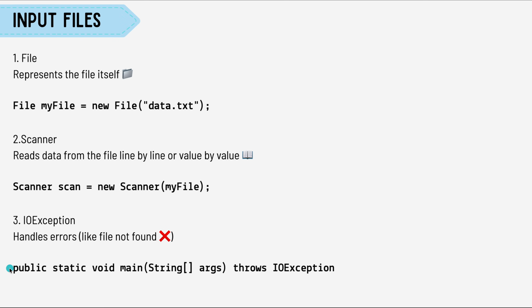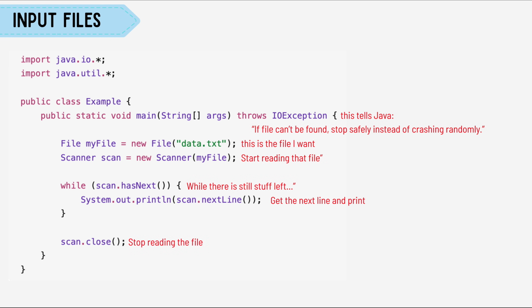Another thing that we notice is an IOException. So if the file is not found, it handles it. Now, code to explain all of this: first make sure you import java.io for the throws IOException, and you have the java.util import everything from the library, which is just this asterisk. Now the first line over here, we would say throws IOException is what's added, and this says if the file can't be found, just stop safely instead of crashing randomly.